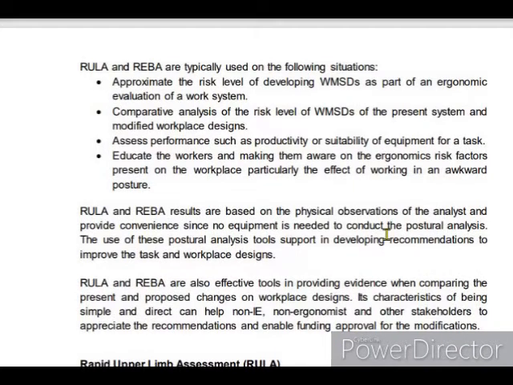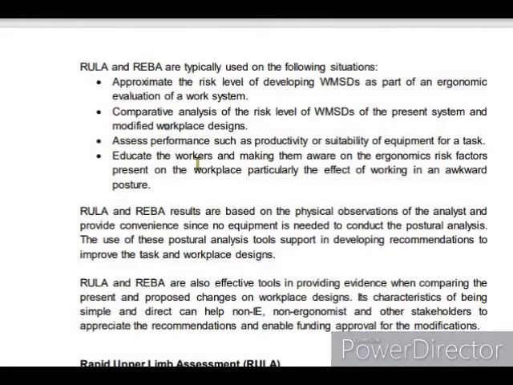RULA and REBA are typically used in the following situations. Approximate the risk level of developing WMSDs as part of an ergonomic evaluation of a work system. So dito, i-approximate na natin, okay? Yung risk level. Kasi pag na-expose yung worker nga natin doon sa hindi maayos na work system, may risk siya na magkaroon ng WMSDs. So, comparative analysis of the risk level of WMSDs of the present system and modified workplace designs. Okay? So, ito mga binabanggit guys, mga situation siya na magagamit natin RULA and REBA.